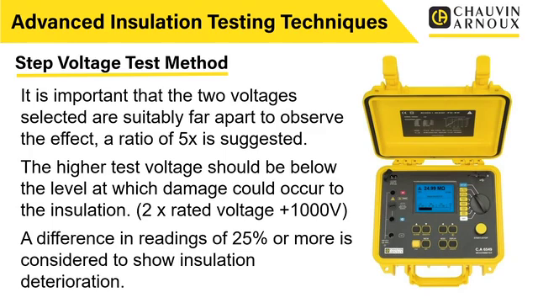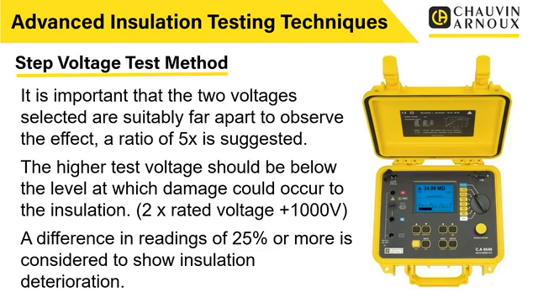A difference in the readings of 25% or more is considered to show insulation deterioration. So we're not just looking for tiny little changes. We're looking at something like 25%, a quarter of the reading or more, which would indicate that potentially there is a problem with the insulation if we're doing a step voltage test. Now, as we've said, with some of our more advanced testers like the 6549 that's here, these will automatically apply that test.